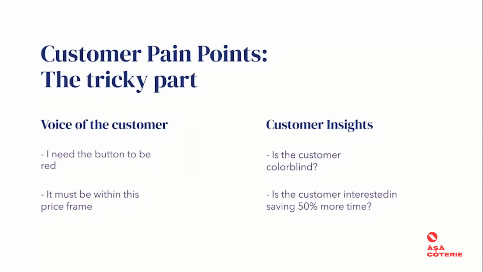So there's a difference. Okay, the customer might tell you it must be within this price range before I pay or before I use this product. But then customer insight says, is the customer interested in saving 50% more time? Because now what you're trying to do here is prioritize. So if they're not interested in saving time, then they won't value that product. Now, if the customer is willing to save time, they'll probably pay for that product or that service. I don't know if that's clear enough. So just understand the difference between what the customer wants and the insights you're trying to get.